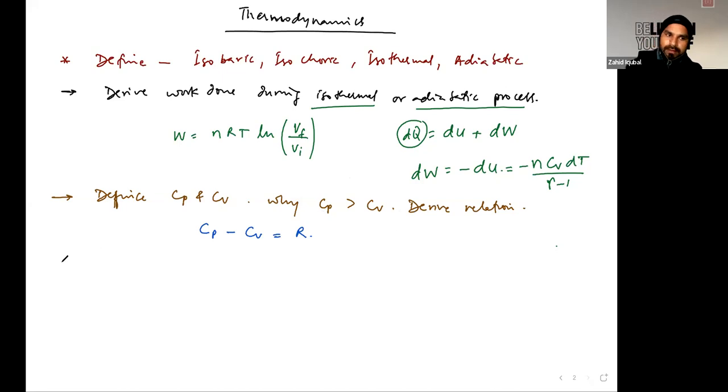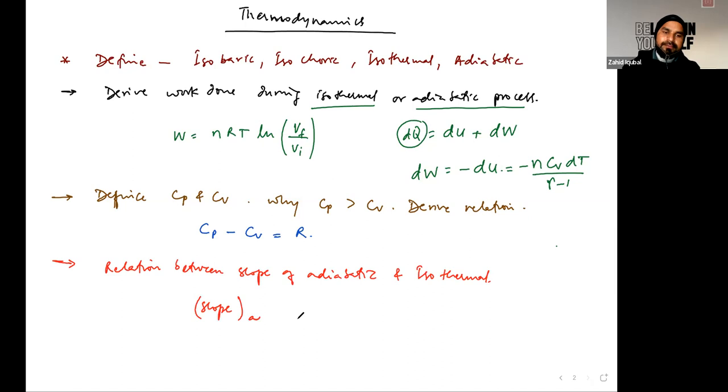Next question will be on the basis of a relation between the slope of adiabatic and isothermal. Slope of adiabatic is equal to gamma times the slope of isothermal. So we can say the adiabatic curve is steeper as compared to the isothermal curve.